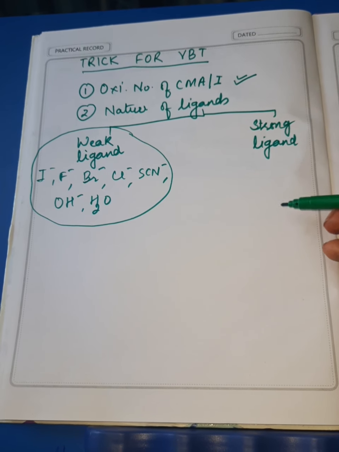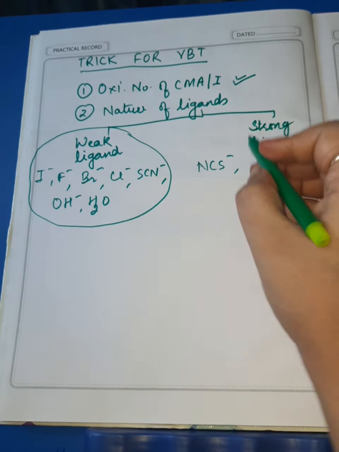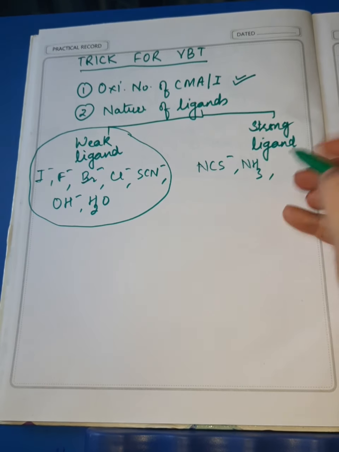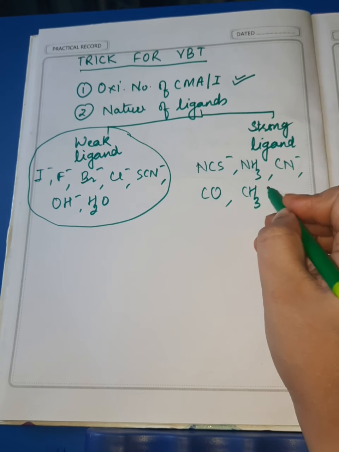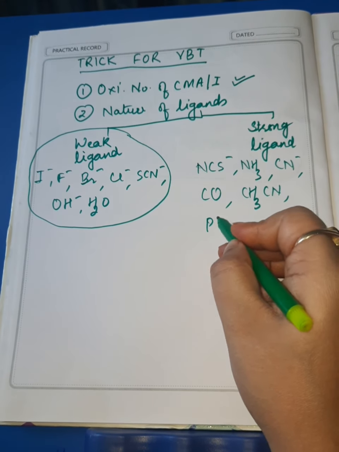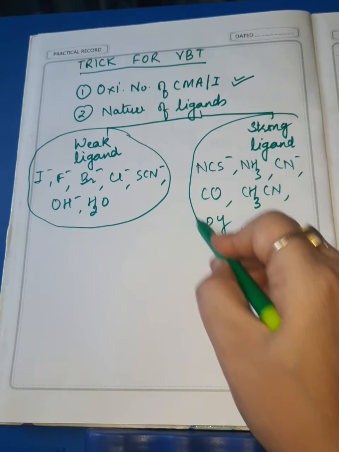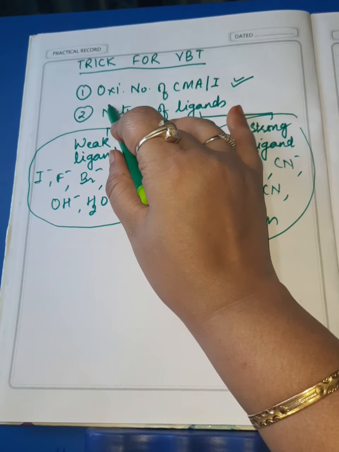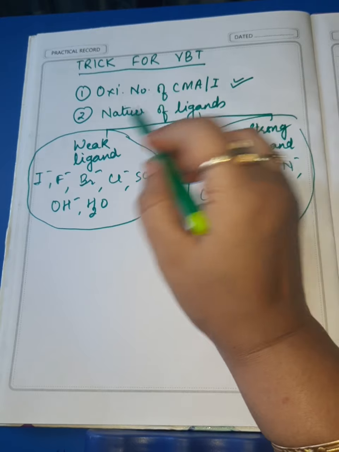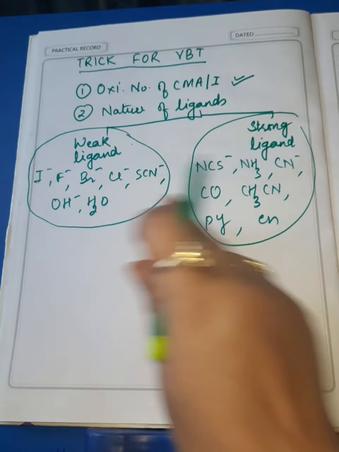And some of the strong ligands are NCS minus, NH3, CN minus, CO, CH3CN, py, en. There are many more in that list. These are the important ones which I have listed out. So remember, these are the strong ligands. So they are the two important tricks which you are supposed to remember. You should know how to calculate the oxidation number of the central metal atom or ion, and second, you should remember the nature of the ligand, that is, which are the strong ligands and which are the weak ligands. So you can learn from here.